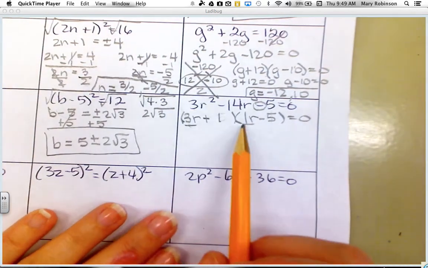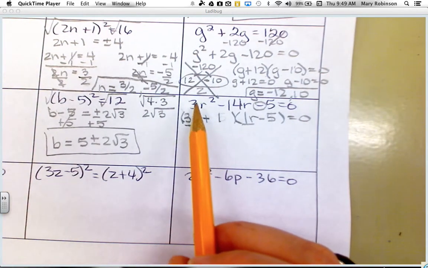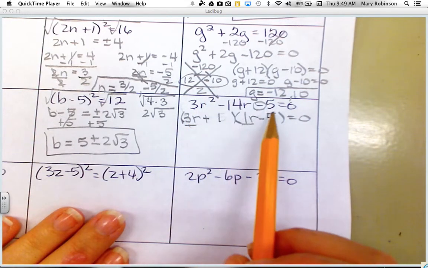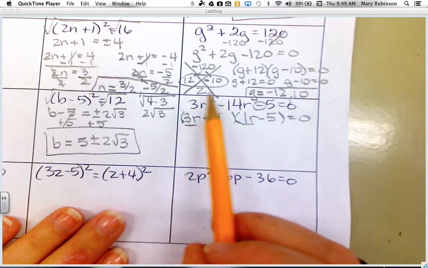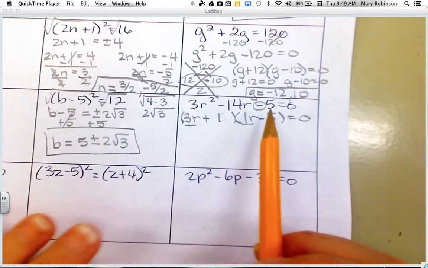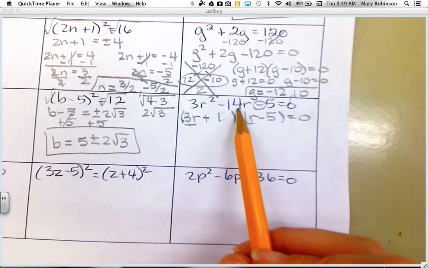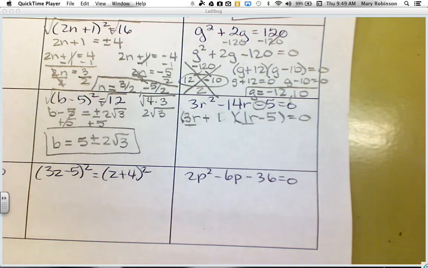Because when I look at this, I automatically think, what I'm really doing is my A times C thing, right? So what is 3 times 5? 15. I'm trying to get a 14. I'm going to end up needing a 15 and a 1 to make 14.